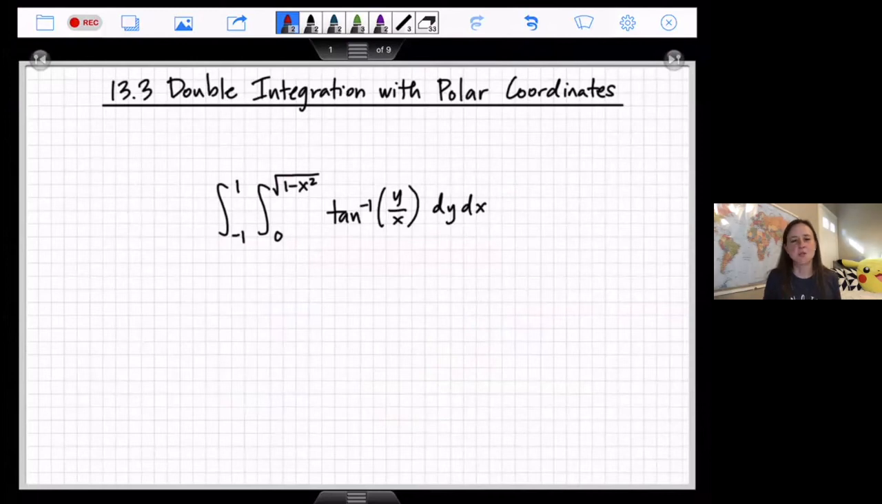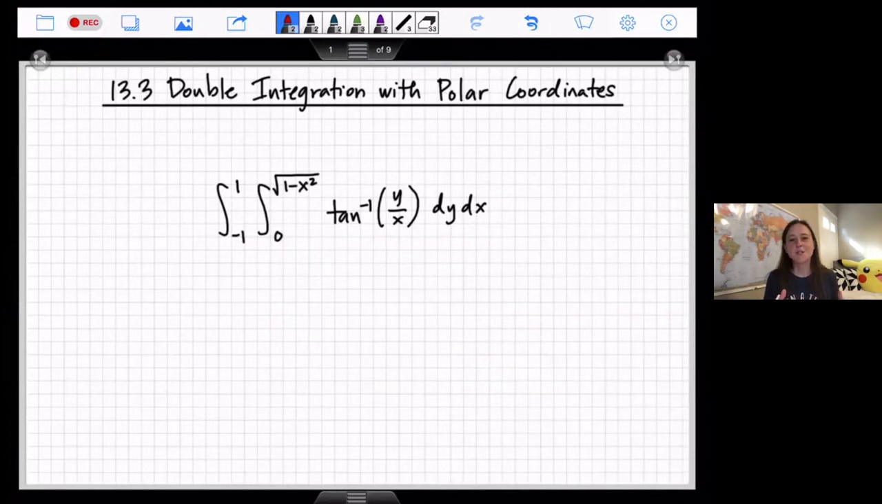So this slide looks daunting. First of all, it's telling us that we're going to start introducing polar coordinates to double integrals, and we haven't thought about polar coordinates for months. And secondly, that integral looks terrifying. And that integral is terrifying if you leave it as is.